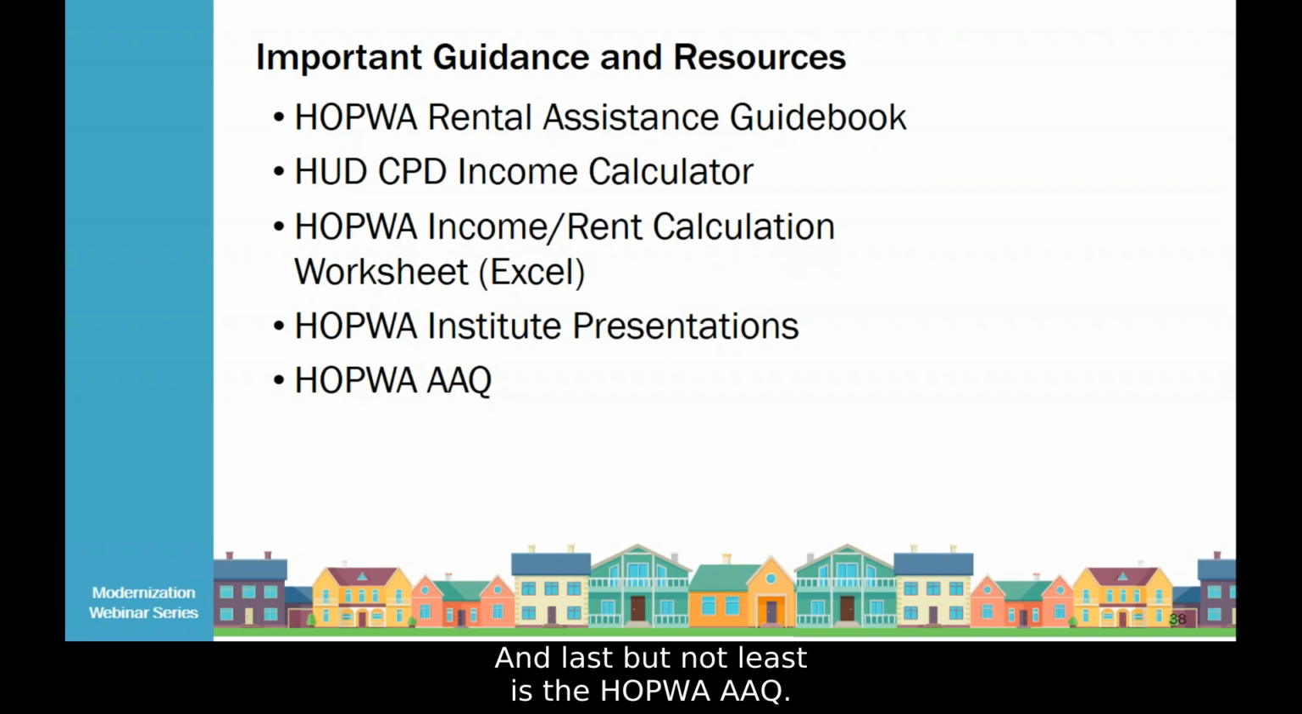And last but not least is the HOPWA AAQ. So as you're thinking through either your program design or what kind of activities are eligible under the different types of funding available, we mentioned a few today beyond just rental assistance, permanent housing placement, housing information, all of those may align with your rental assistance program, making sure that you understand what all the different rules are around that. You can always submit a question in the HOPWA AAQ. You also have TA providers as resources.